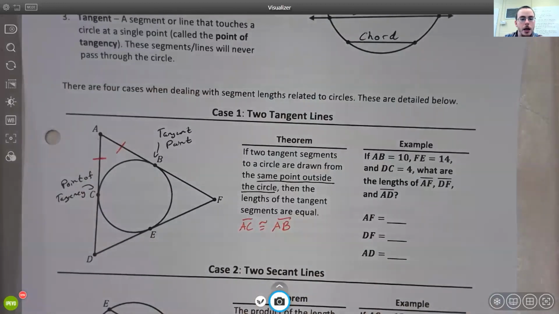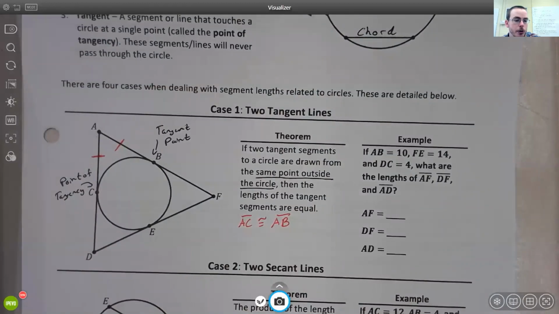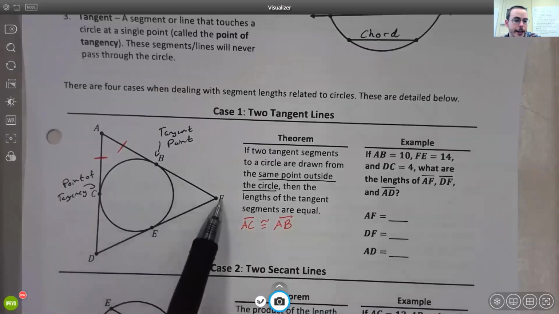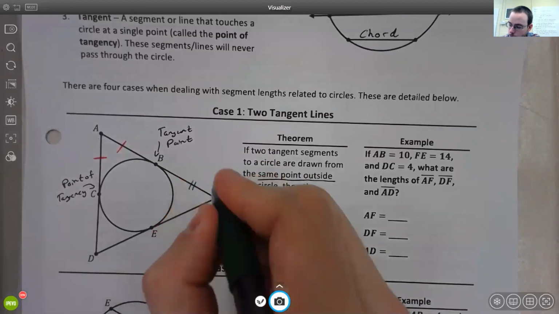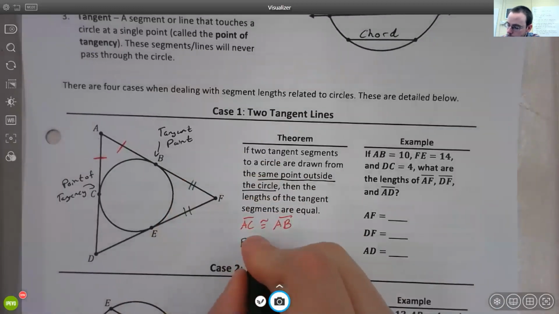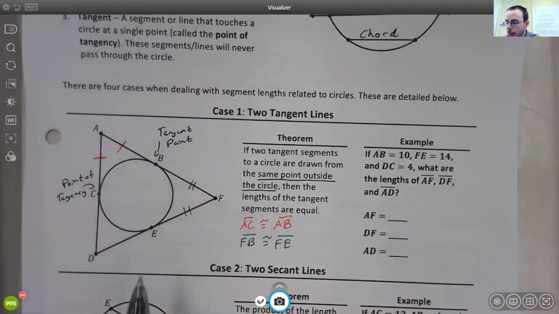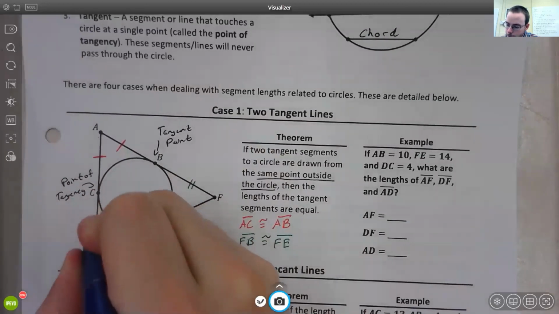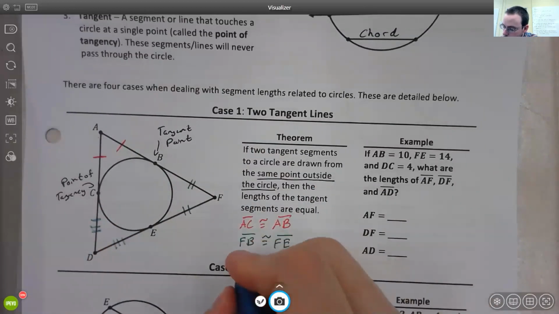All right. So do you see any other tangent segments that would be congruent here? Well, you should see that FB and FE would be congruent. So FB would be congruent to FE. And you should also see that CD and ED would be congruent as well.